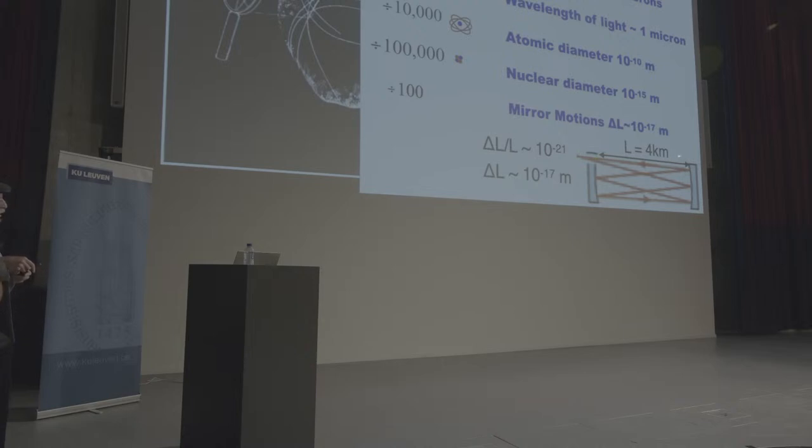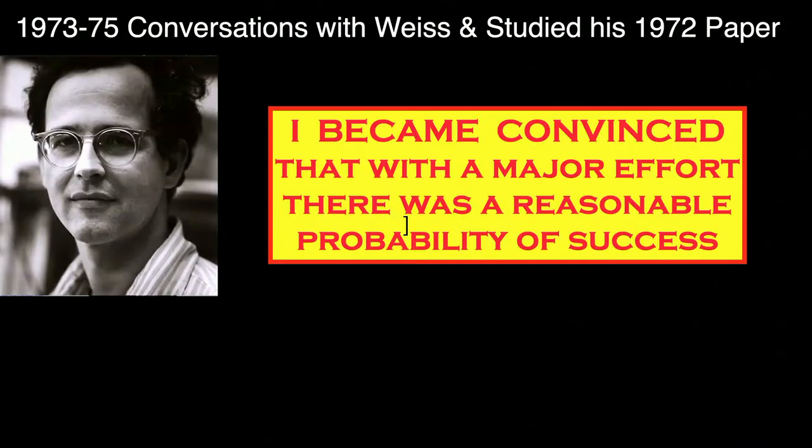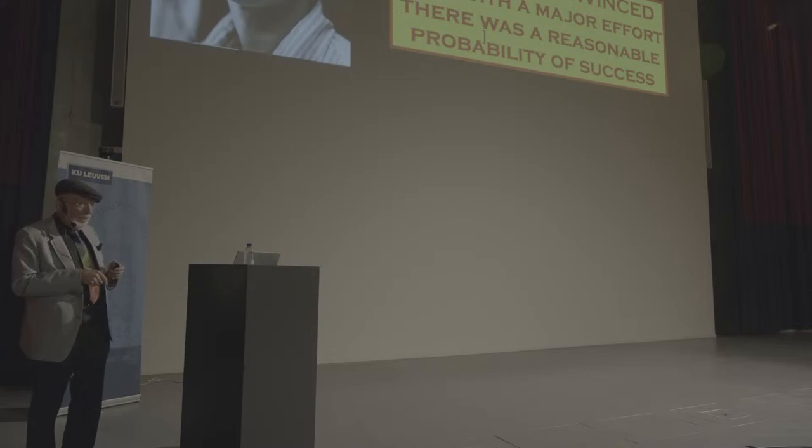This means that the mirror motions we wanted, that Ray claims he's going to be able to measure, are 10 million times smaller than the individual atoms of which the mirrors were made. And he was telling us he could bounce light off of these mirrors and use this interferometry technique to monitor motions 10 million times smaller than the individual atoms. That just seemed crazy to me. Until I talked with him a number of times about it and talked with other experimental colleagues, and thought it through and did a bunch of calculations of my own. And finally, I became convinced that with a major effort, there was a reasonable probability of success.